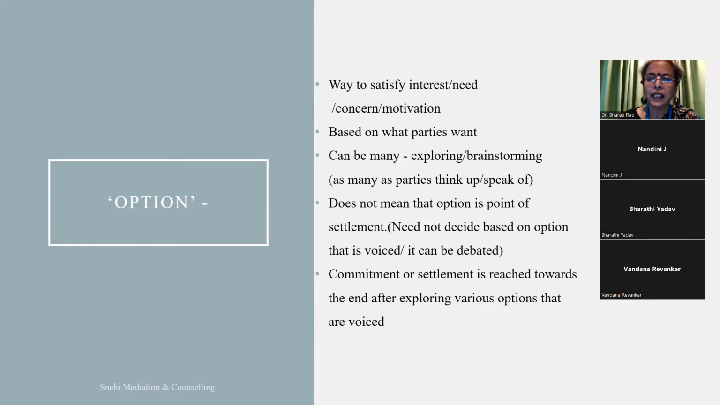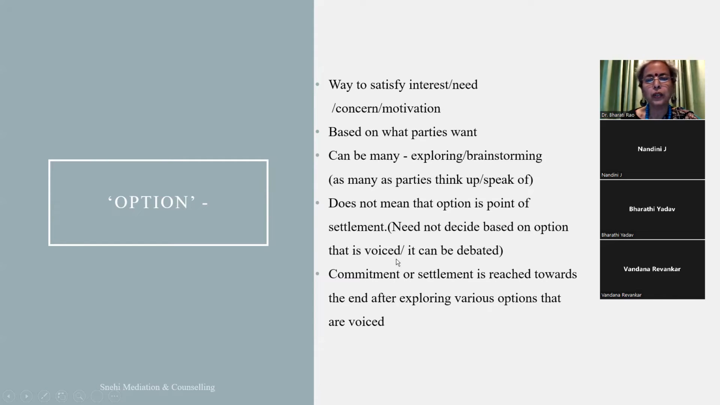Now the thing is, when an option is generated, does it mean that that has to be the point of settlement? What I'm trying to say is, when a particular option or solution is voiced, does it mean that that has to be a solution? No. What the option means is it does not mean that the option is the point of settlement. One need not decide based on the option that is voiced.